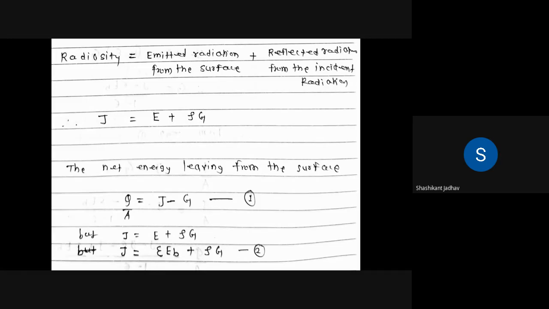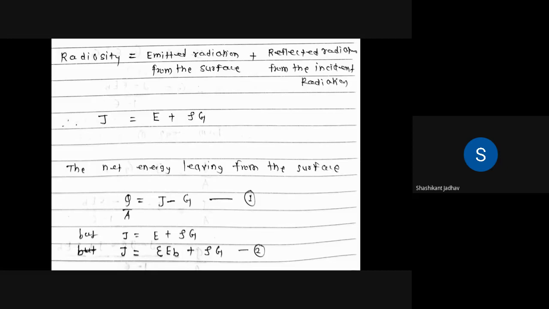So we have to calculate the net energy. J and G both have units of watt per meter square, so take the energy per area, that is Q by A. Q by A is equal to J minus G. J means the radiation leaving the surface, and G means the radiation coming into the surface. That difference is nothing but the net energy leaving from the surface.